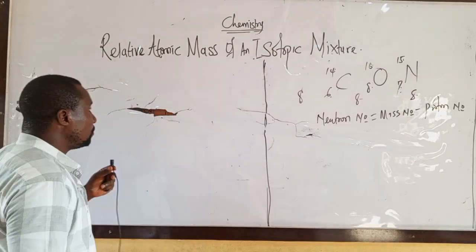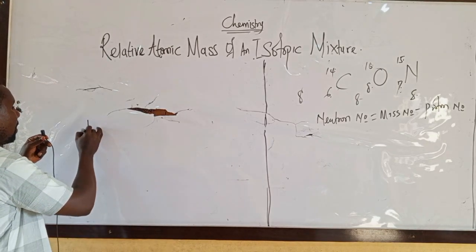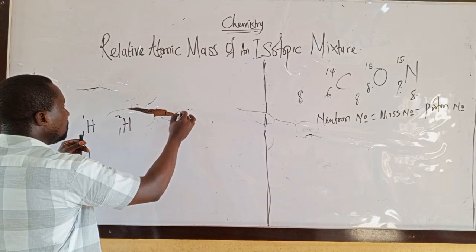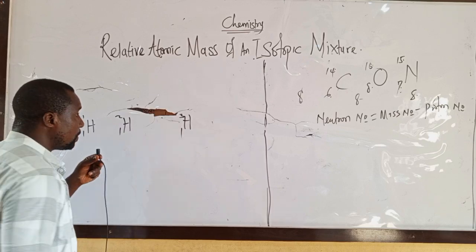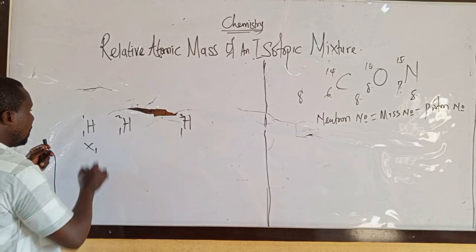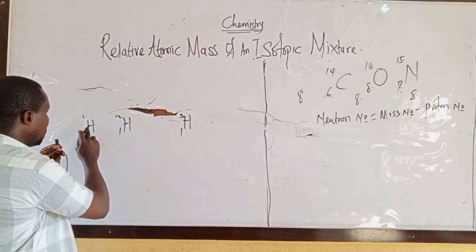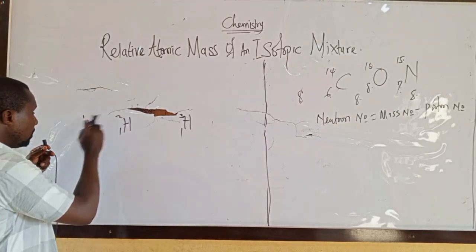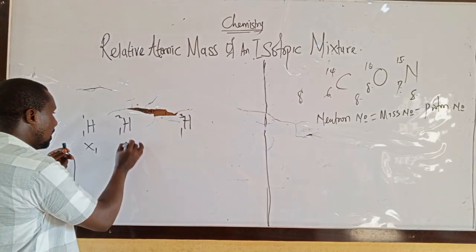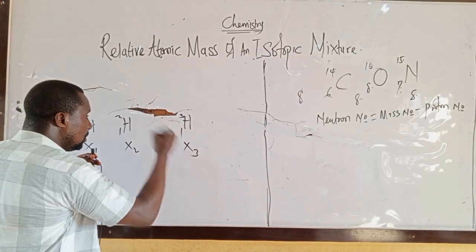Okay, let's move. Look at this. Let me take isotopes of hydrogen: hydrogen-1, hydrogen-2, hydrogen-3. Take note. Let me call the relative abundance of the first isotope X1. For the second isotope of hydrogen, the relative abundance, let me call it X2. For the third isotope, let me call it X3.